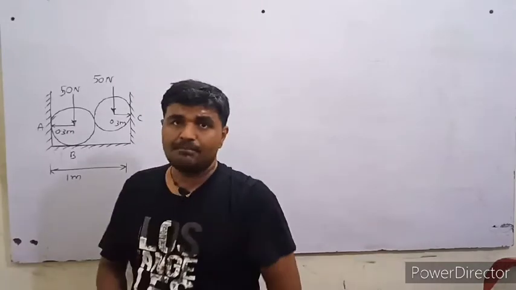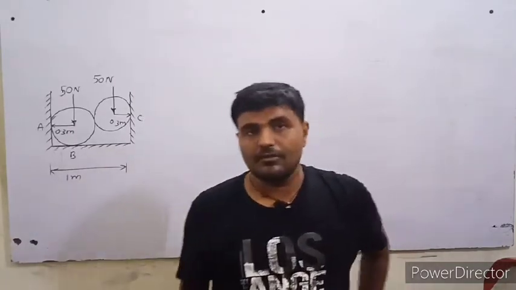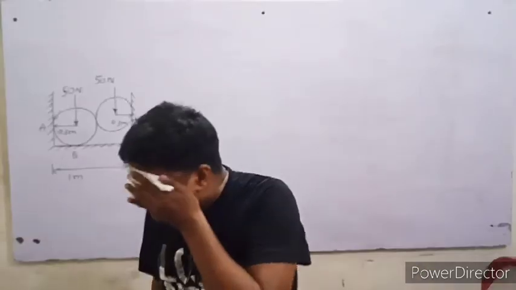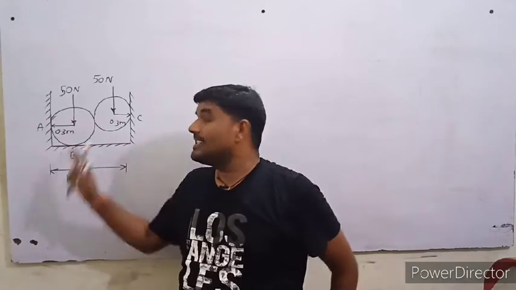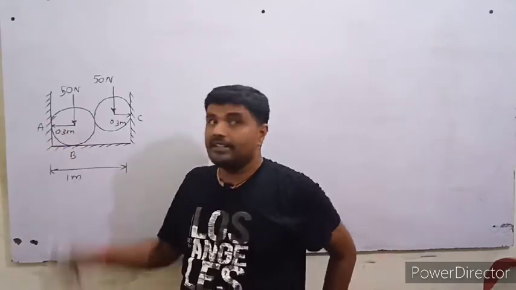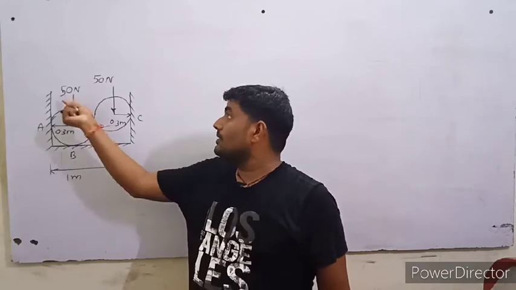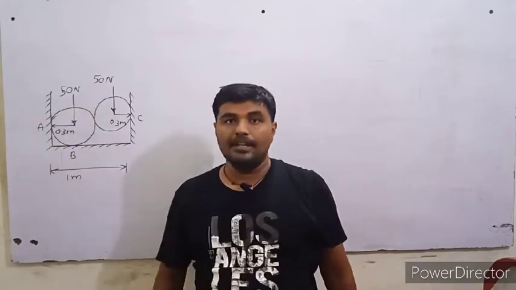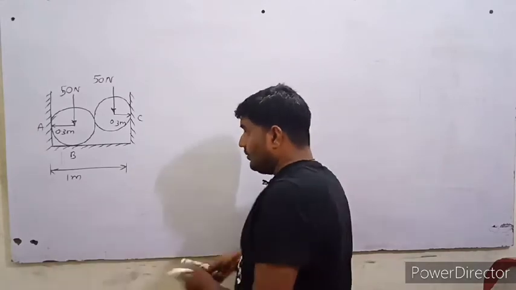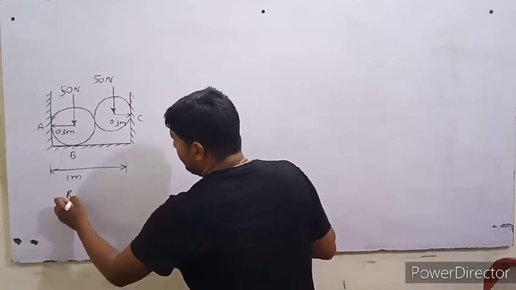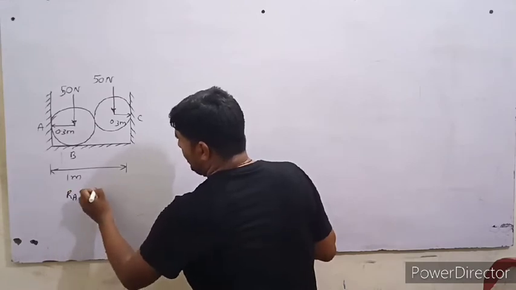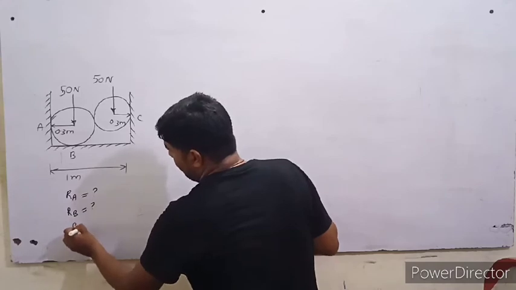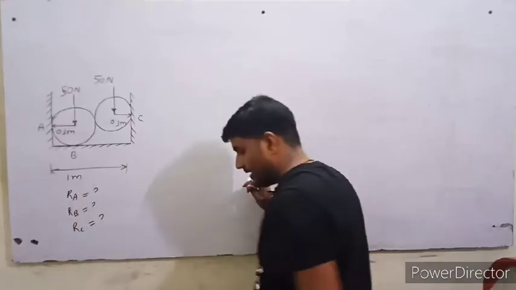So students, this was the problem that was asked. What was the problem? There are two identical rollers. Identical rollers means the radius of each roller is 0.3 meter and the weight of each roller is 50 Newton. They rest in a cylindrical cup of diameter 1 meter. So what is our main target? To determine the contact reaction at point A, at point B, and at point C.